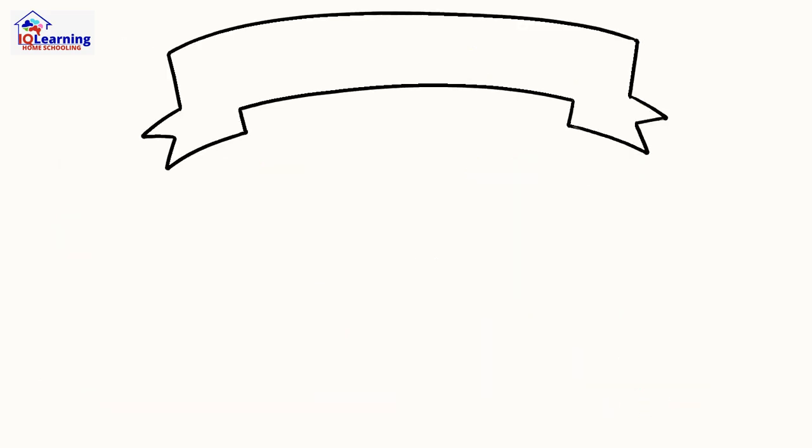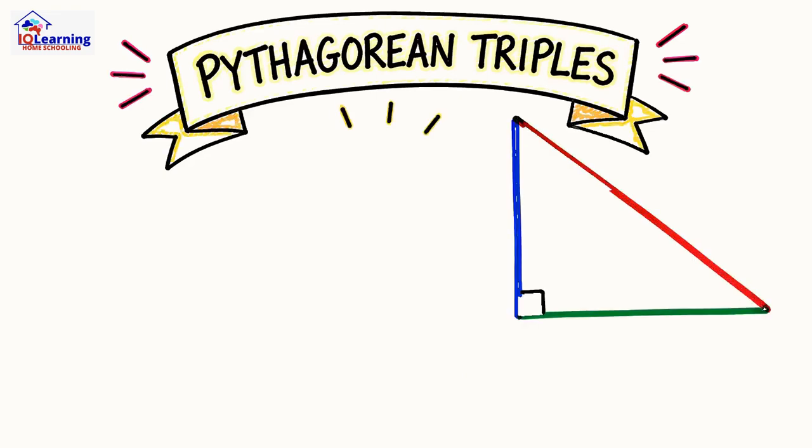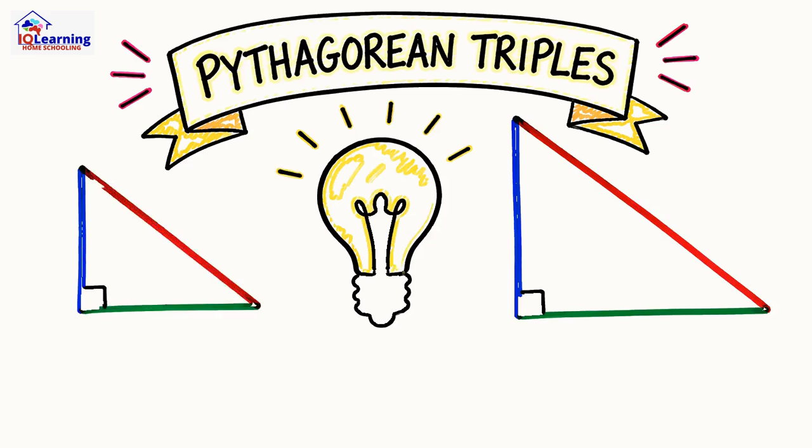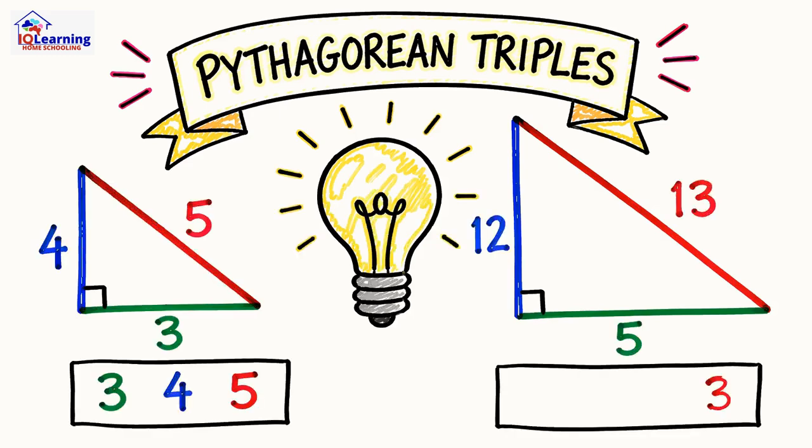This brings up a pro tip, Pythagorean triples. These are sets of whole numbers like 3, 4, 5 or 5, 12, 13 that fit the theorem perfectly. Memorizing a few can save you a ton of time.